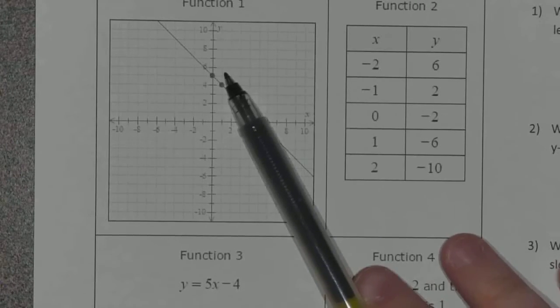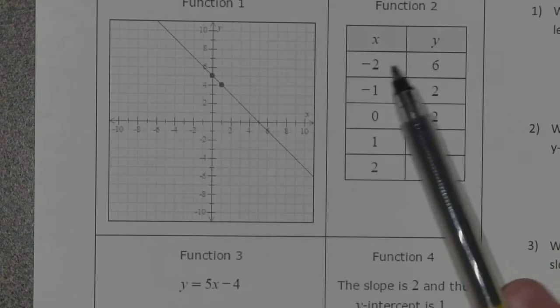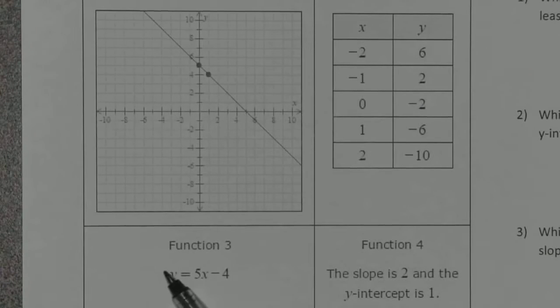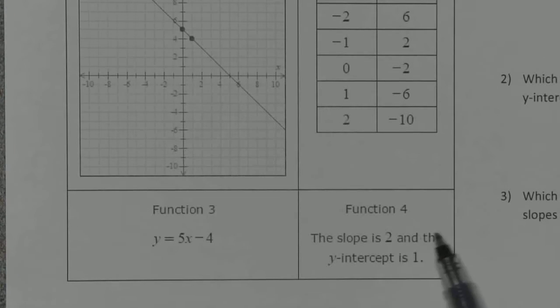This one's in graph form. This one's in a t-table form, like ordered pair form. This is the equation of the third function. And the fourth function says the slope is 2 and the y-intercept is 1.